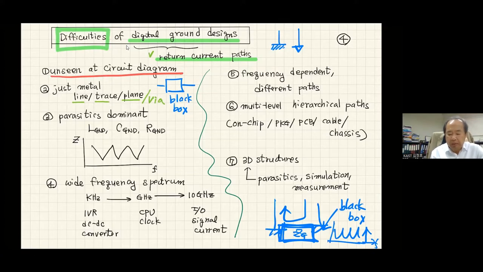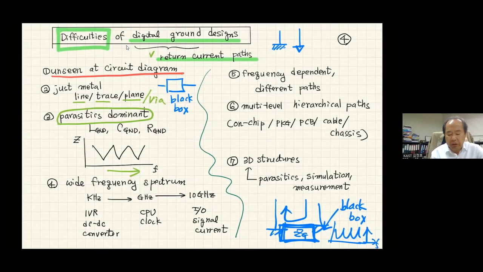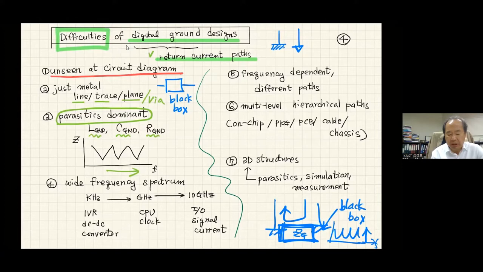Another difficult part of digital ground is that parasitics are dominant, especially at high frequencies. It will have inductance, capacitance, and resistance. One of the most dominant elements at high frequency is the inductance. So many times I have said that we have to make a very small, three-dimensional system for future computer systems, because if we can reduce the length of the return current, we can reduce the inductance, and then we can minimize the ground fluctuations.